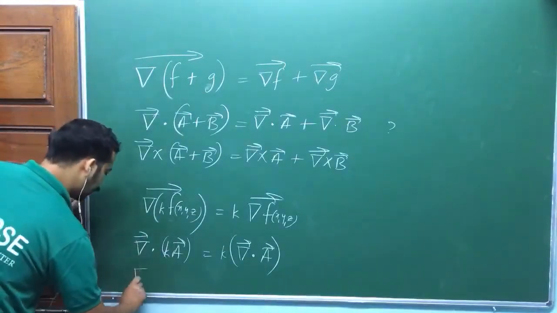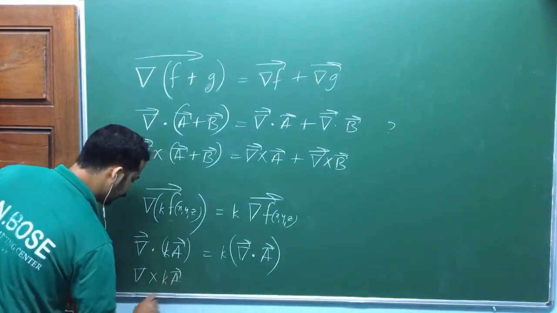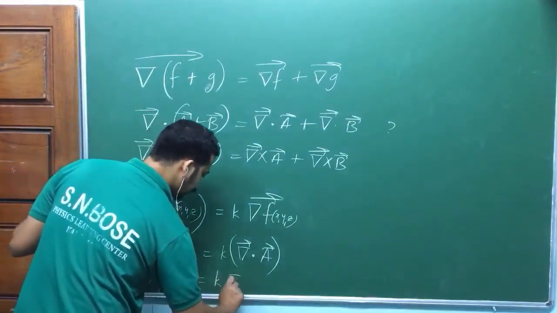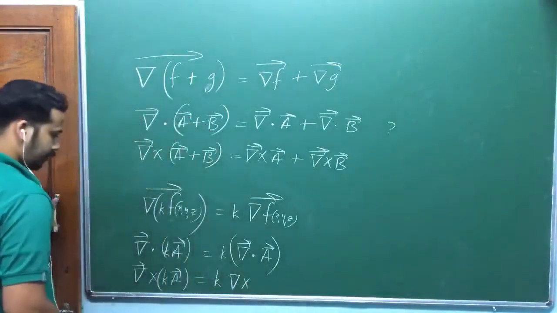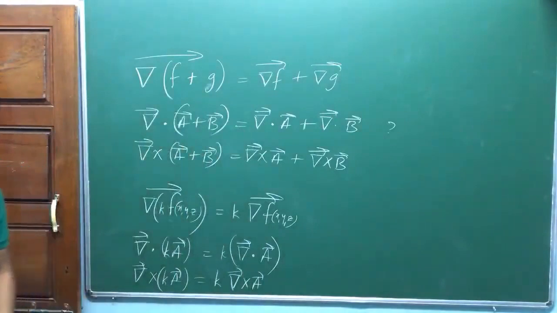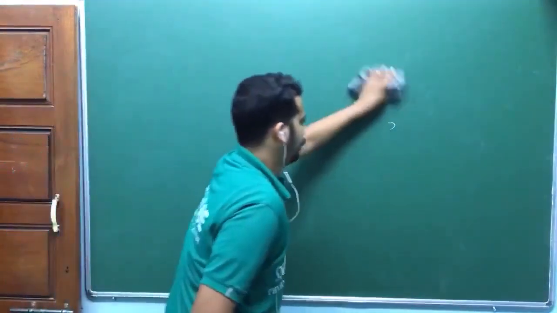So similarly, curl of a vector field: del cross some constant times vector A. That's equal to, you can take that constant outside and take the curl of vector field A. There are a lot of rules like that. Let me give you one more rule here. Let me rub out this one. One more rule here.